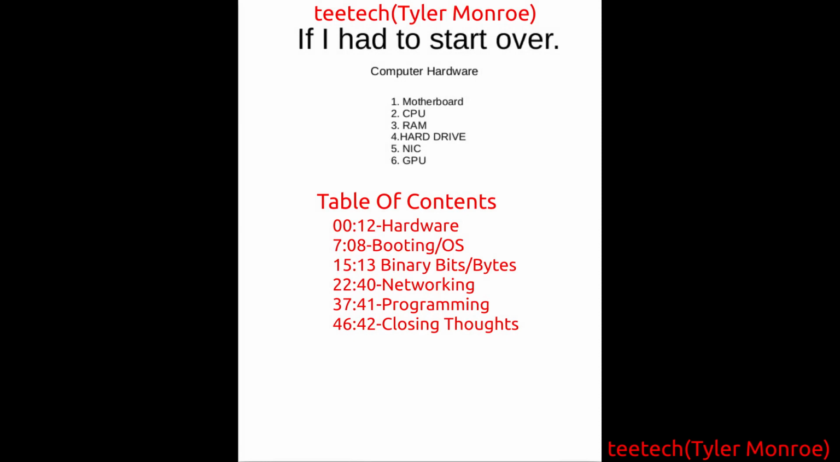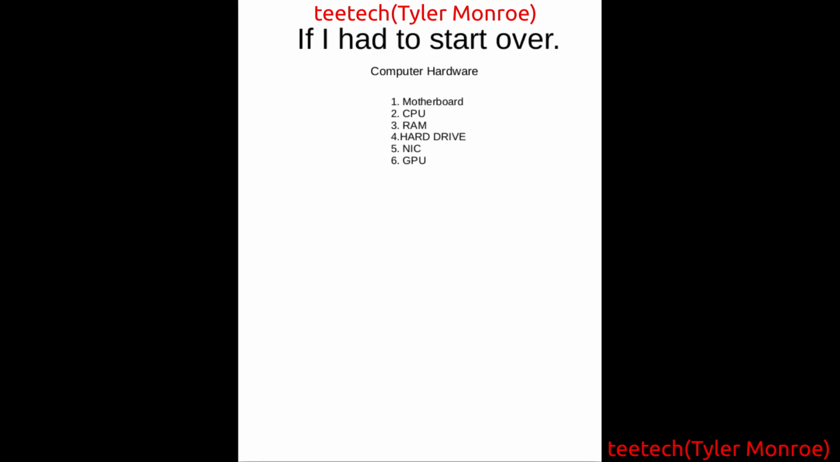We're going to talk about all the things I would learn if I had to start over. So we're going to start with the easiest thing to understand first: all the physical things, all the things that you can see and touch. Alright? So that is computer hardware. Now, computer hardware is made up of a lot of different components that all have a specific function. You have the motherboard, CPU, RAM, hard drive, a NIC, and a GPU.